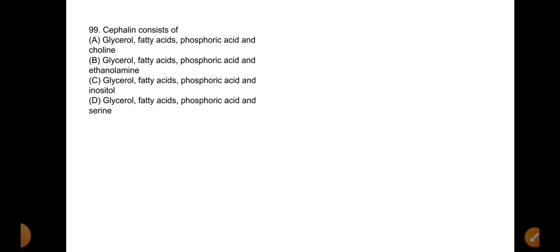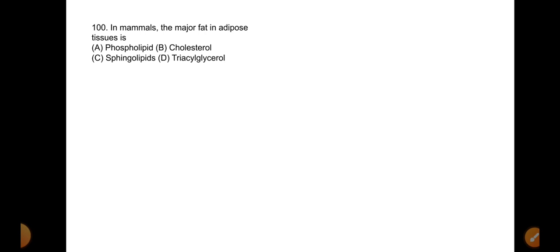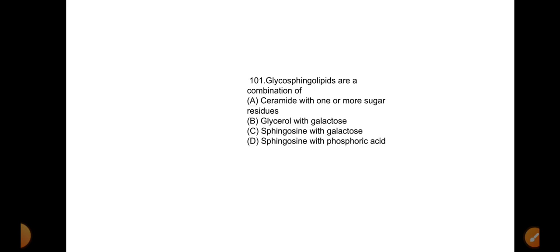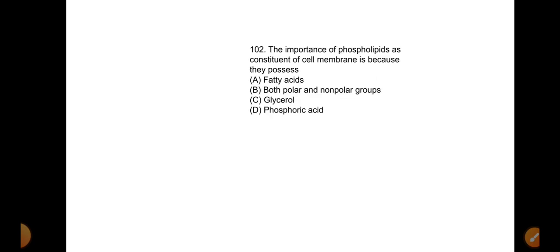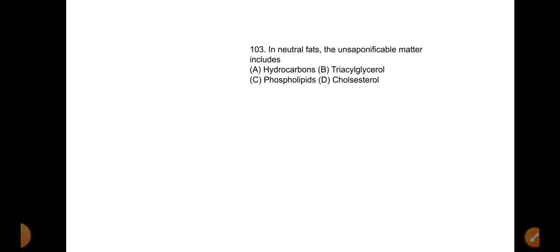98. A lipid containing alcoholic amino residue is... very easy. 99. Cephalin consists of... again very easy. 100. In mammals, a major part in adipose tissue is... easy. 101. Glycosphingolipids are a combination of... easy. 102. The importance of phospholipid as constituents of membrane is because... very easy. 103. In neutral fats, the unsaponifiable matter includes... This is, I think, a logical question.